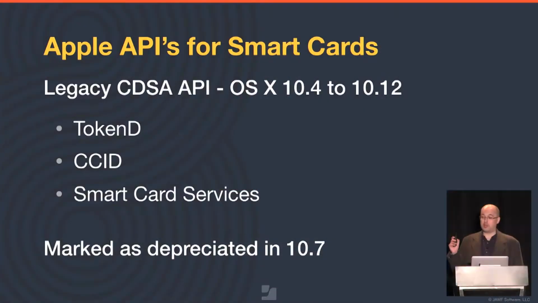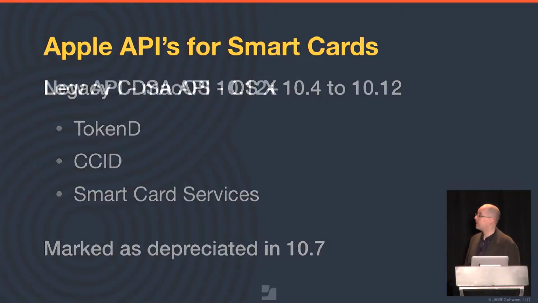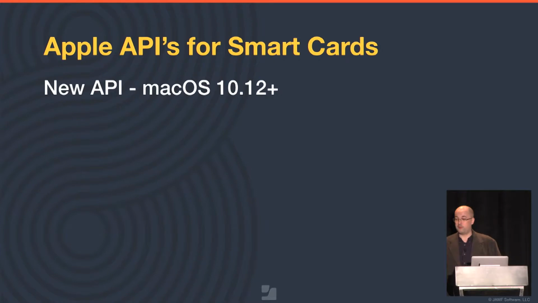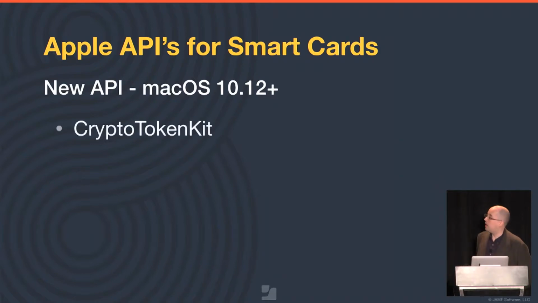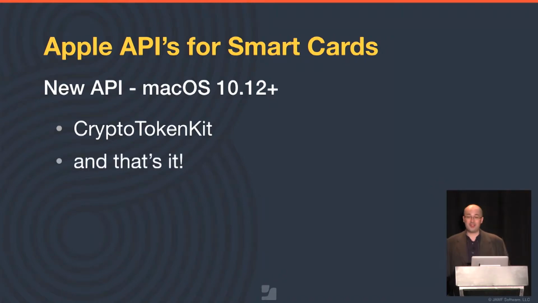So let's talk about the new API. From 10.12 plus, Apple decided that a new approach was needed, and they came up with something called CryptoTokenKit. This is quite an overriding API. It's meant to be the future direction for how smart cards are addressed on macOS. It does a lot of other security stuff in the background, and the important part to realize is that they've actually simplified the model down quite considerably.